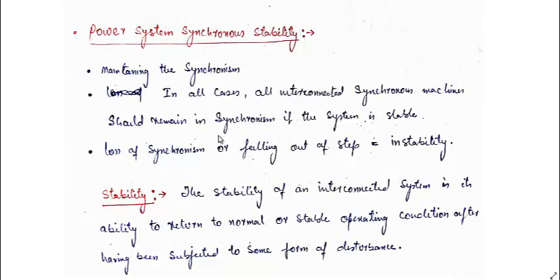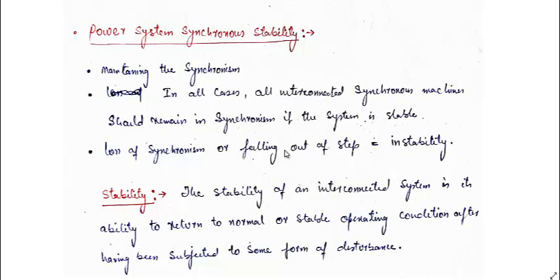So what is the definition of stability? The stability of an interconnected system is its ability to return to its normal or stable operating condition after having been subjected to some form of disturbance. When our system is running in the normal condition, we cannot say whether it's stable or not. Stability is concerned with when some disturbance occurs, and at that time we can analyze whether the system is stable or not.